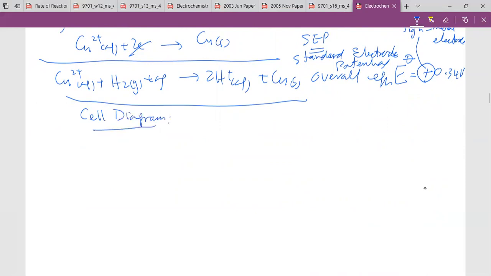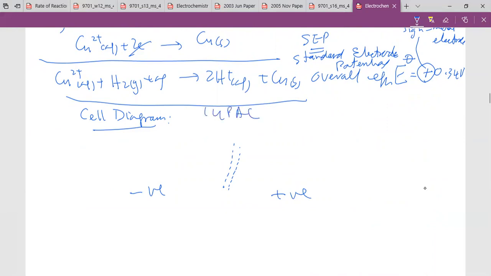Now, don't have to care about this. This is the way I call the salt bridge here. Now here is negative, always negative, and this is always positive. So this is how it goes. This is the IUPAC system.